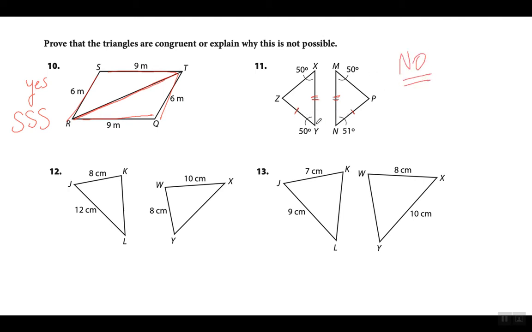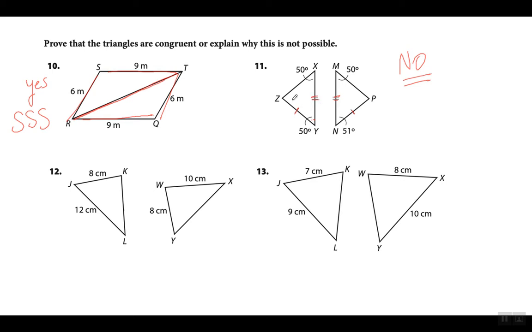Okay, because look, notice that SAS does not work. Side angle side does not work because the angle in between is not equal. Okay, so this is going to be no. Also, it does not tell us what the third side measures. So no, they're not congruent, okay?